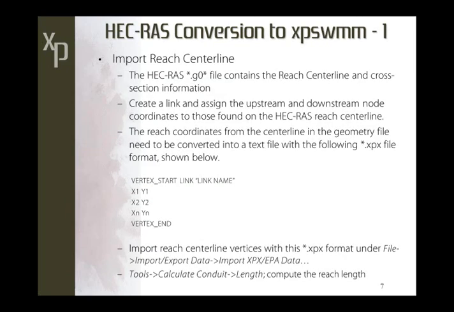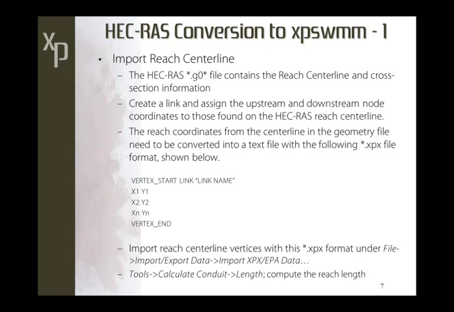So the first step, importing the reach center line, this data is contained in the HEC-RAS G0 file, and this file contains not only the reach center line but also the cross-section information. Now within XP, you will create a single link and assign the upstream and downstream node coordinates of that link to the upstream and downstream reach coordinates of the HEC-RAS reach. From here, the reach coordinates from the center line of the G0 HEC-RAS geometry file can be converted into an XPX file format, which is a text file, with a format shown below.